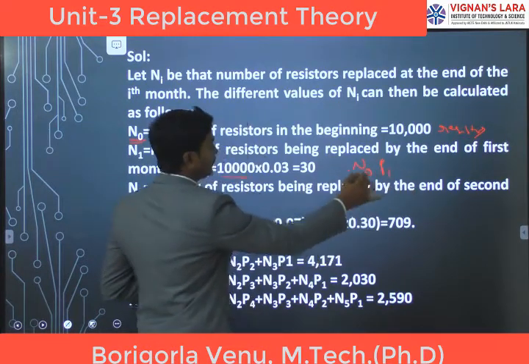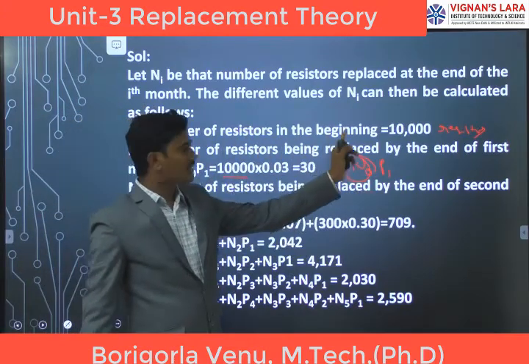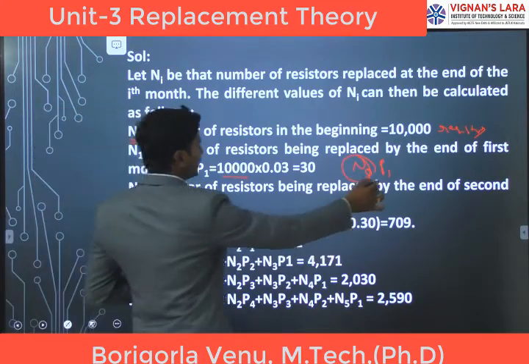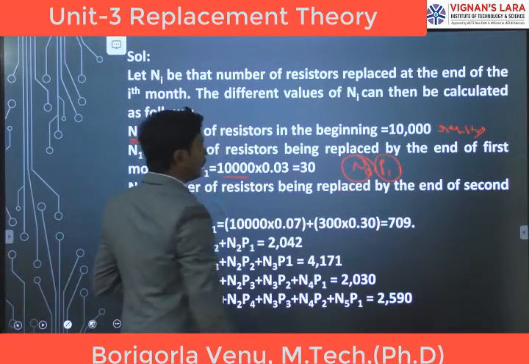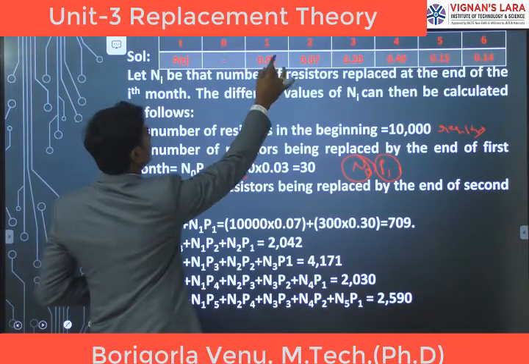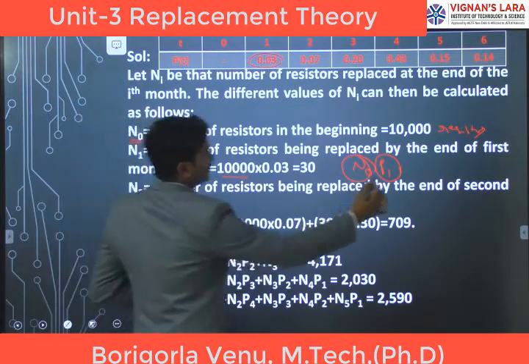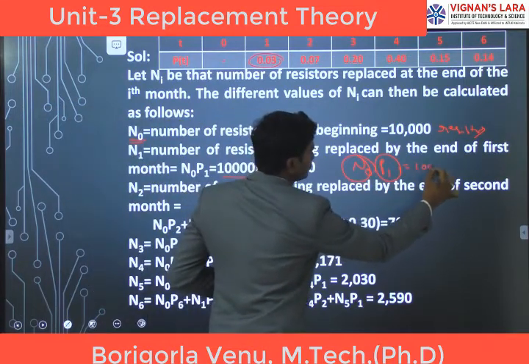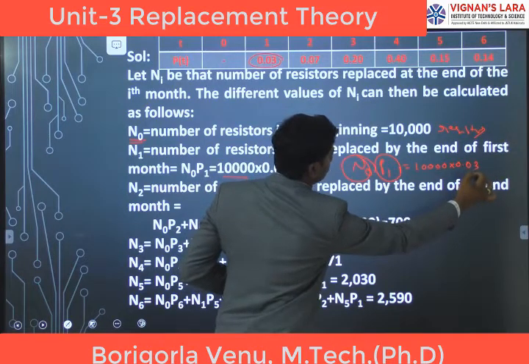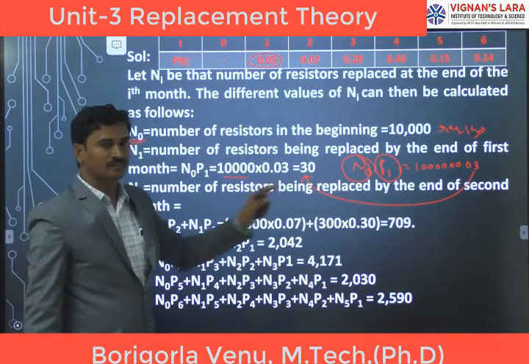Here, what is N0? N0 is already defined as the number of resistors in the beginning. It is the initial count, 10,000. Then P1 means the probability at the first month. What is the first month probability? It is given as 0.03. That is equal to 10,000 into 0.03, which is equal to 30.